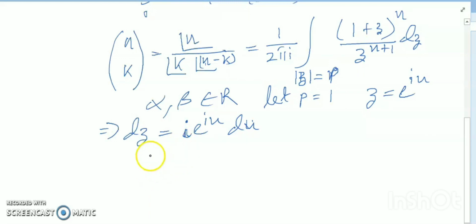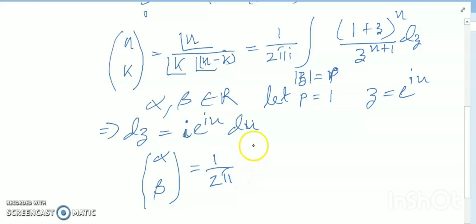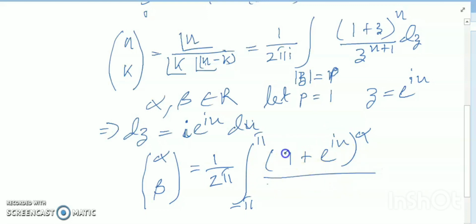So friends, n comma k can be written as alpha and beta equals 1 by 2 pi, integral from minus pi to pi, (1 plus e to the power iu) to the power alpha, into e to the power iu beta. This is called du.